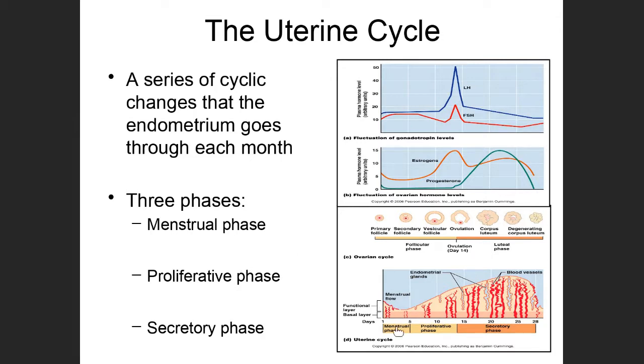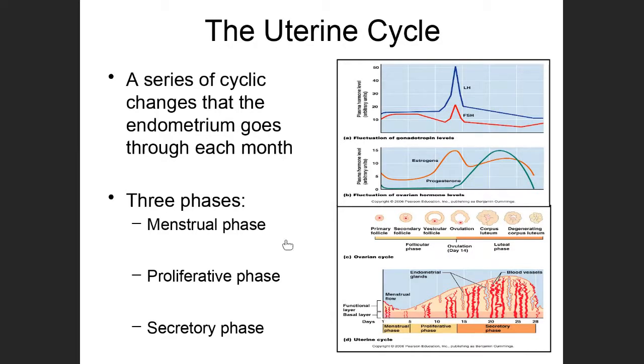If you look at this diagram down here, it's kind of showing you the physical changes that are happening with that inner lining during each of these 3 phases. So we've got the days down here divided into phases. So our first phase is menstrual, second phase is proliferative, third phase is secretory, and on this axis we've got the actual thickness of that lining in the inside of the uterus.